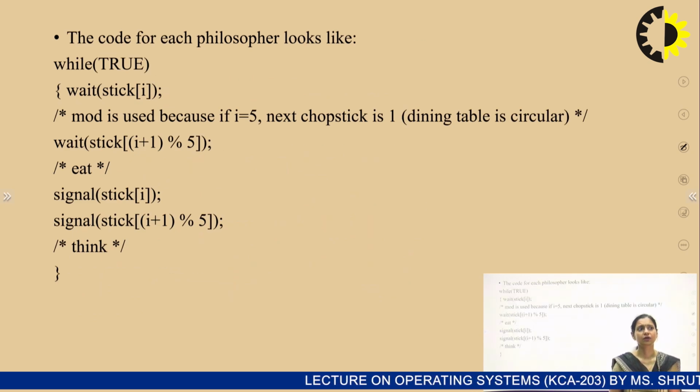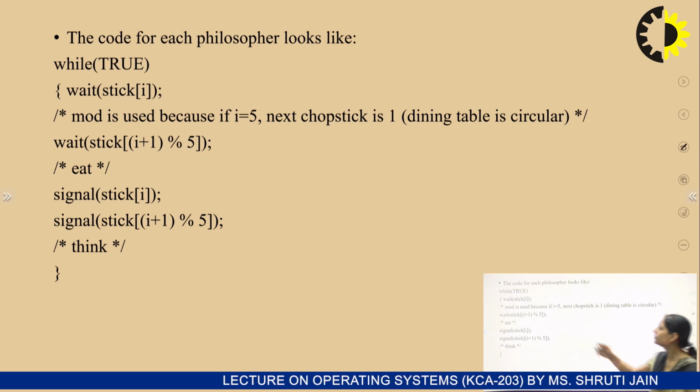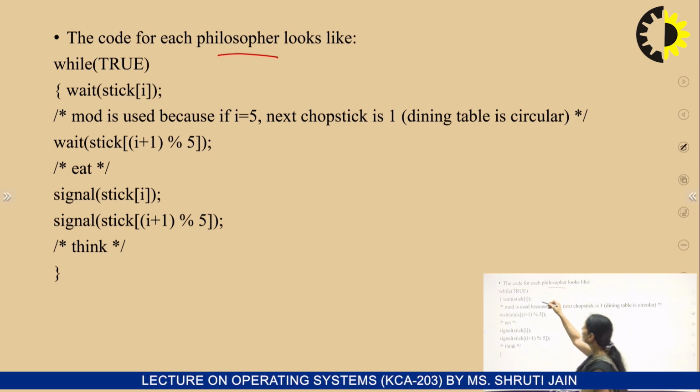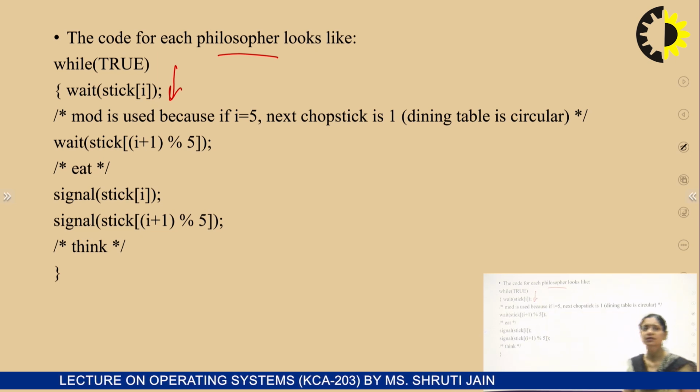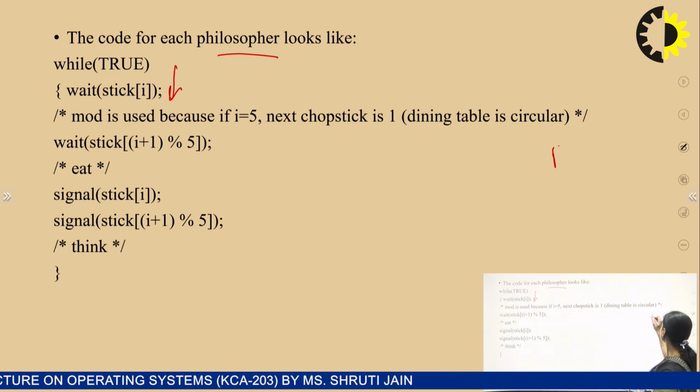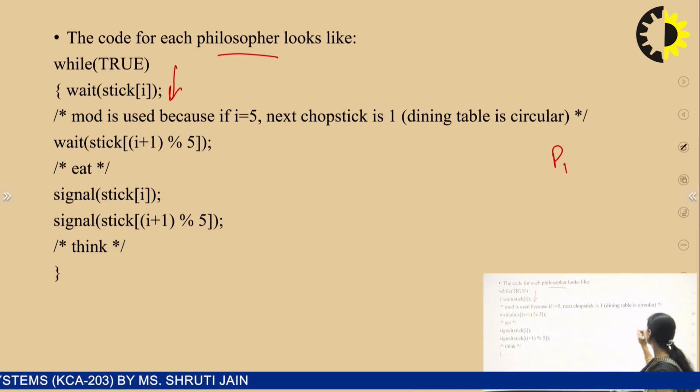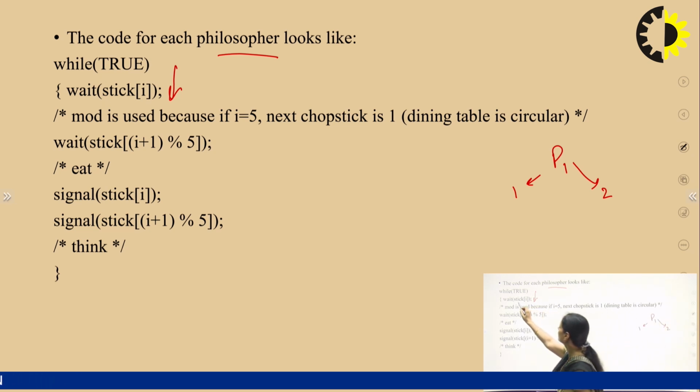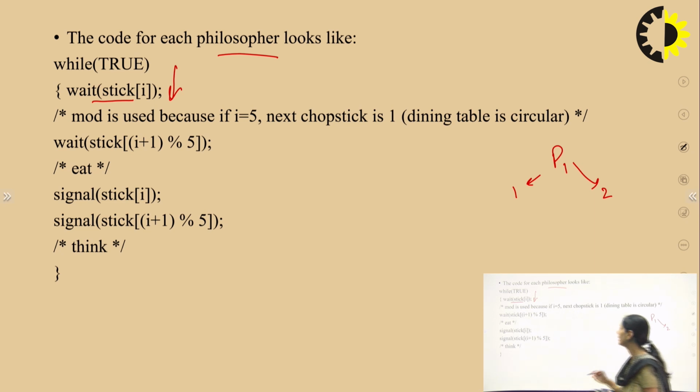So if we look at the code of the philosopher over here, when the philosopher is entering, he will wait for the chopstick or the stick I. Suppose we are working with the philosopher P1. So the left chopstick for P1 would be the first chopstick and the right one would be chopstick 2. The first thing the philosopher does is put a wait on stick I, that means he wants to acquire the left chopstick. Then when he is waiting for the next one, he will be using the formula stick (I plus 1) modulus 5.